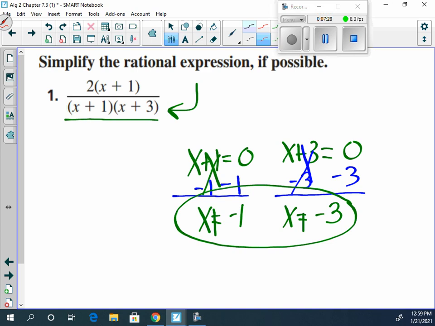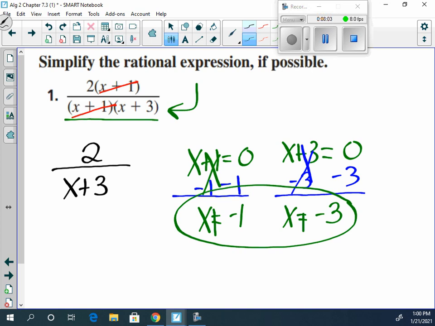Yes? Okay. Well, let's simplify. What's in common on top and bottom? Well, the x plus 1, yes, because I have x plus 1 on top, x plus 1 on bottom. Since they're the exact same, we can simplify them out. Anything divided by itself is what? 1. So what's left on top? Well, we have 2 over x plus 3. 2 over x plus 3.